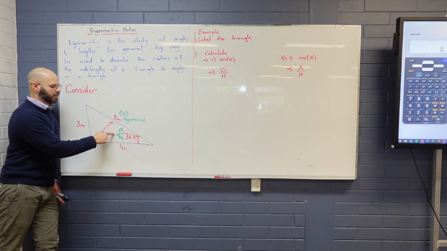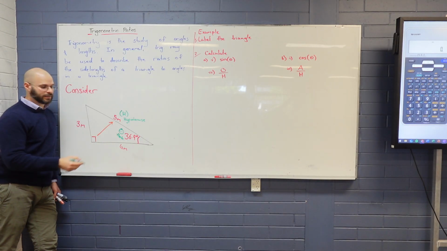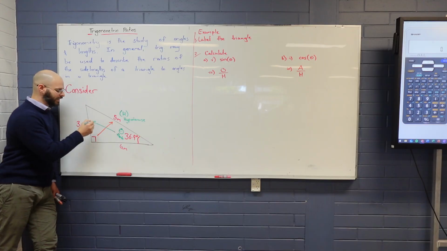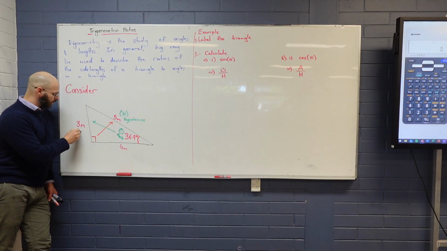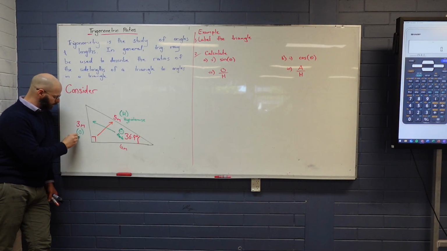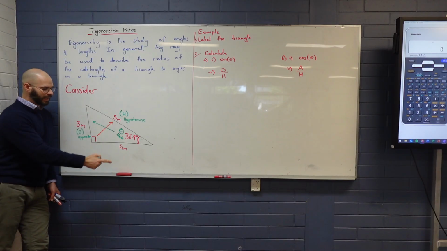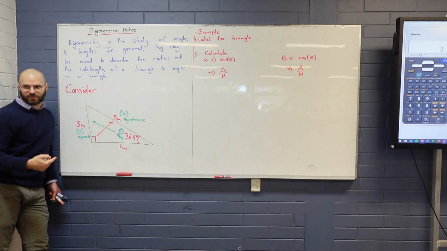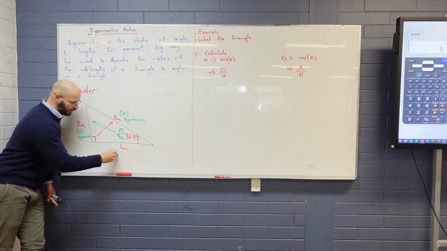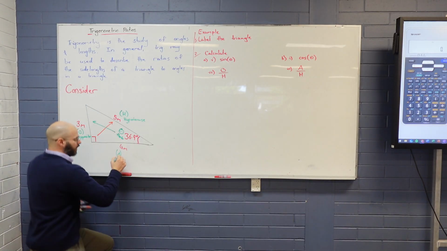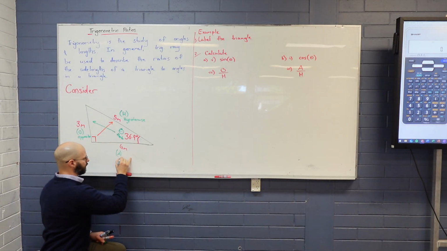Opposite the angle of interest, which we call theta, we get a side. This side is called the opposite. Why is it called the opposite? Because it's opposite the angle of interest, theta. And then we have a side left over. This side is called A. A stands for adjacent.